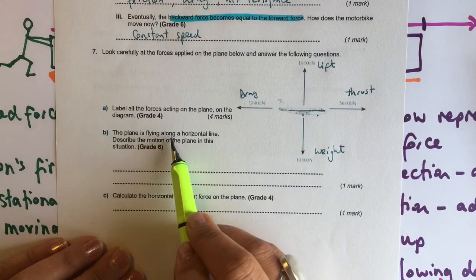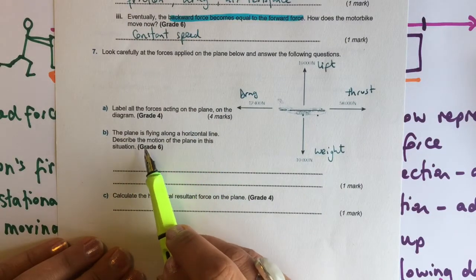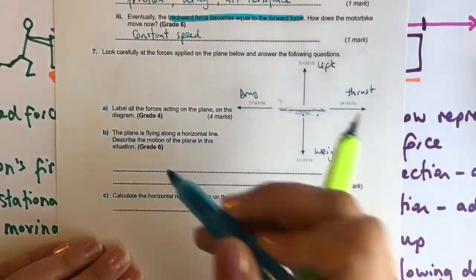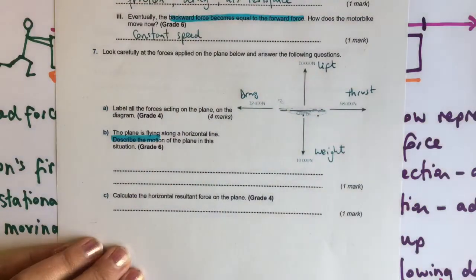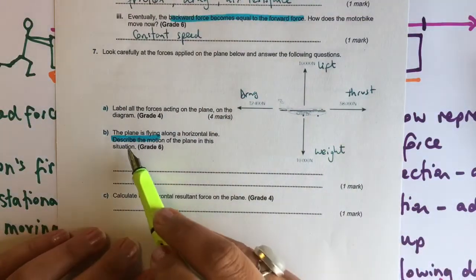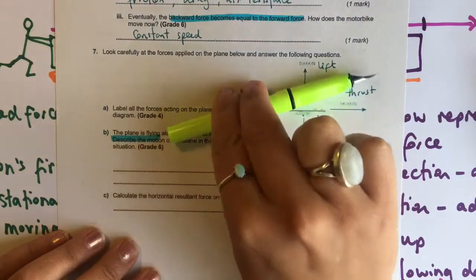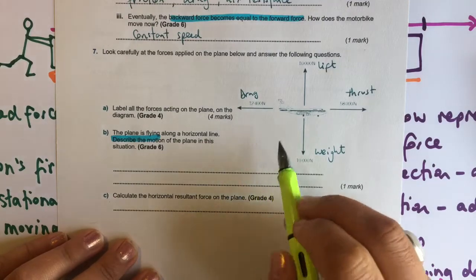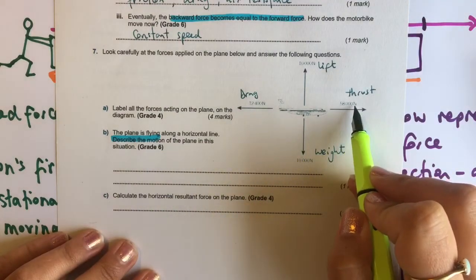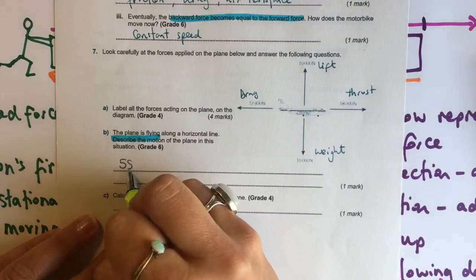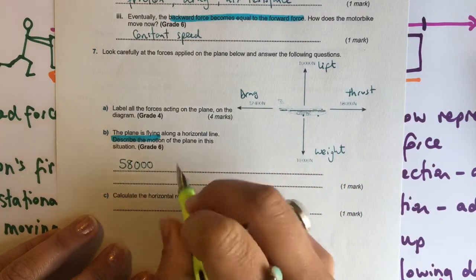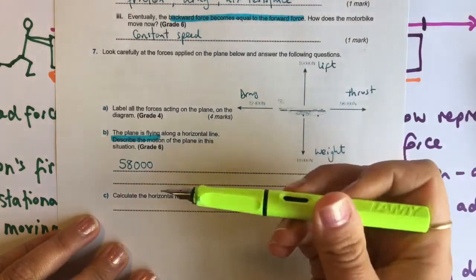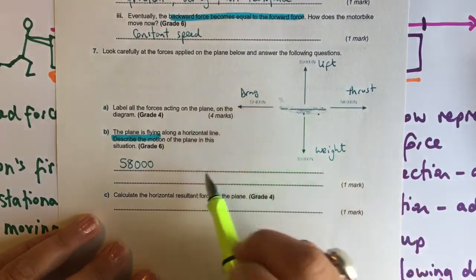The plane is flying along a horizontal line. Describe the motion of the plane in this situation. So whenever it says motion, we're talking about speed and direction, really. It's flying horizontal, so it's not moving up, it's not moving down. So really we're now thinking about what's happening to its speed. Well, we've got 58,000 newtons forwards and 12,400 backwards, so they're unbalanced, so therefore it's going to be speeding up.